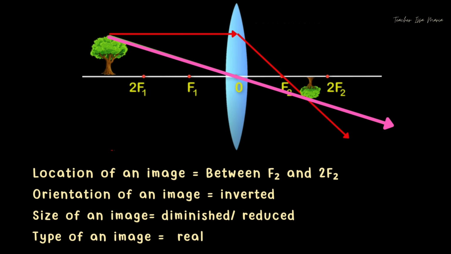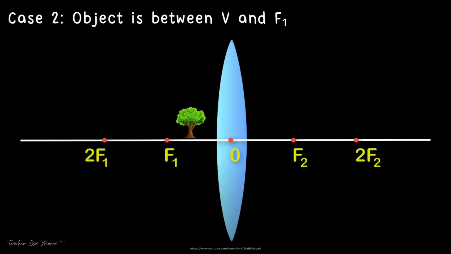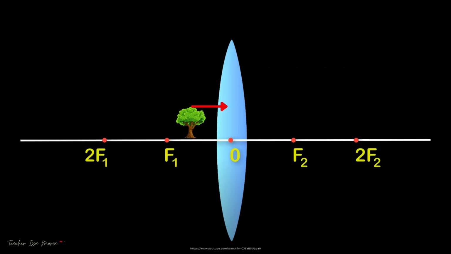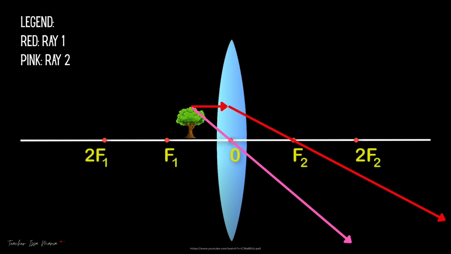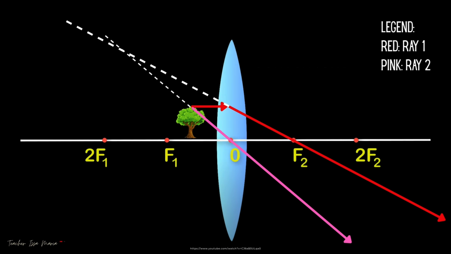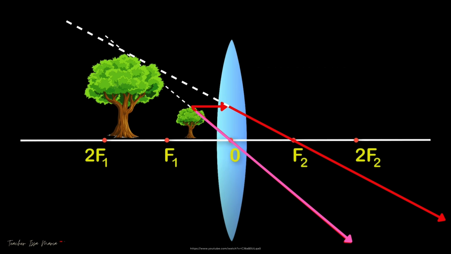And if the object is placed between the focal point and the lens, the rays diverge. But if you trace them backward, the image is virtual, upright, and magnified. And that's how magnifying glasses work.